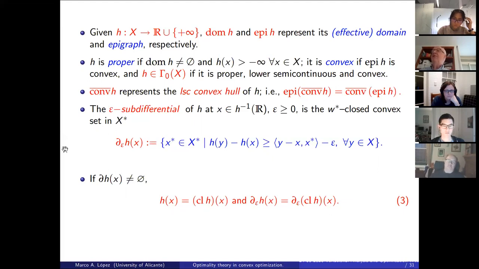This is the epsilon subdifferential. Many times I will use the exact subdifferential, which means epsilon is equal to 0. When epsilon is equal to 0, the 0 is not put here, it is just without any epsilon. When you see this symbol followed by h of x, it is the standard Fenchel subdifferential. And we know that for any function, the subdifferential is non-empty at points where the value of the function and its closure coincide, also the closed convex hull of this function, and for every positive epsilon, the subdifferential coincides for these two functions, also for the closed convex hull of h.